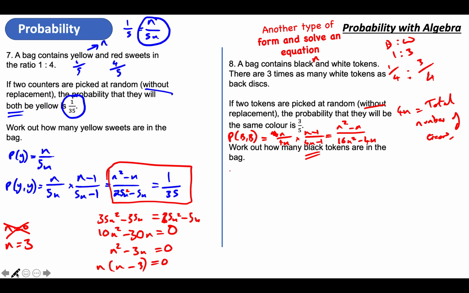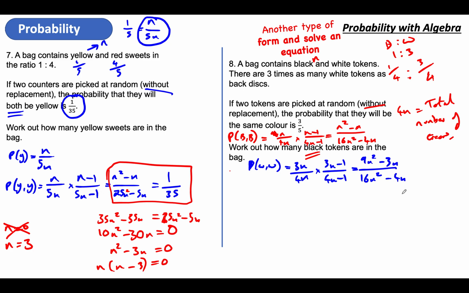What about the probability that they are both white? Well, that's the probability of white and then another white. What's the probability of the first white? Well, there are 3n white ones. If n is the number of blacks and there are 3 times as many whites, there must be 3n white ones out of the total 4n. And the next one, there would be 1 less white token out of 1 less token overall. Multiply these together to get 9n squared minus 3n over 16n squared minus 4n.